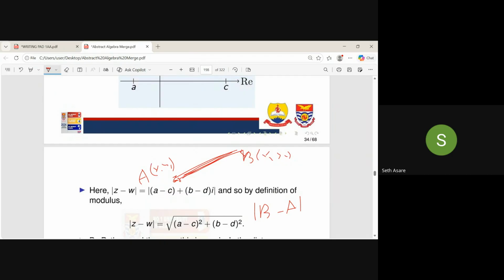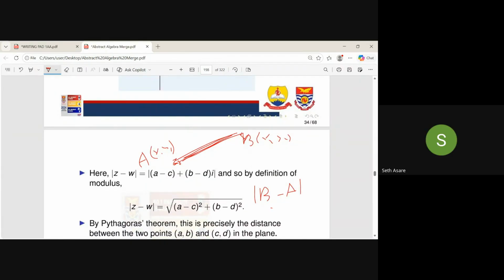So when we do this, small b, then that one becomes (x2 minus x1) all squared, you remember, plus (y2 minus y1) all squared. You know that? Yes, sir. That is what we are using. So we are using the coordinate geometry approach.